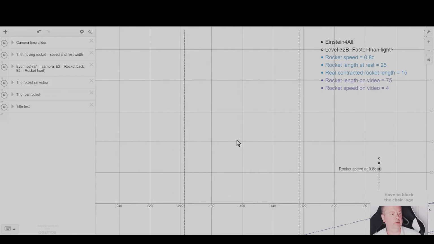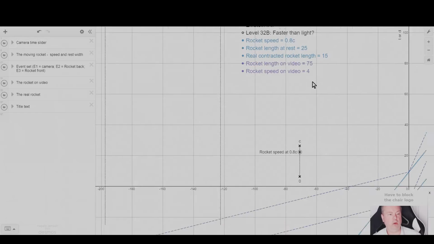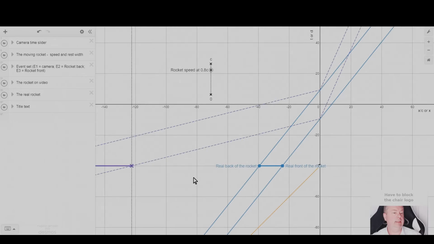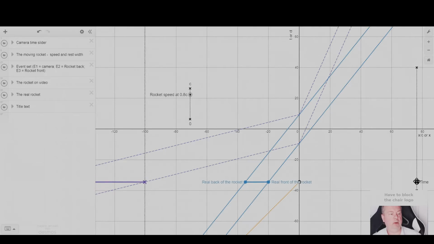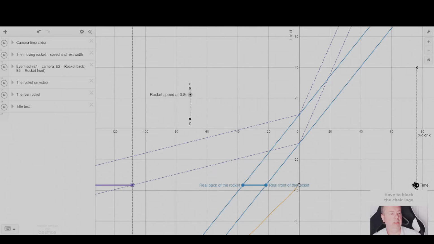I think I ran the numbers. It says 25 meters at rest, 15 meters contracted. But the video will tell me it's 75 meters long instead of the 15, which is the truth. Now we can play again with the time slider, and I can bring the time up, and you see the purple rocket, the video rocket, moving up.